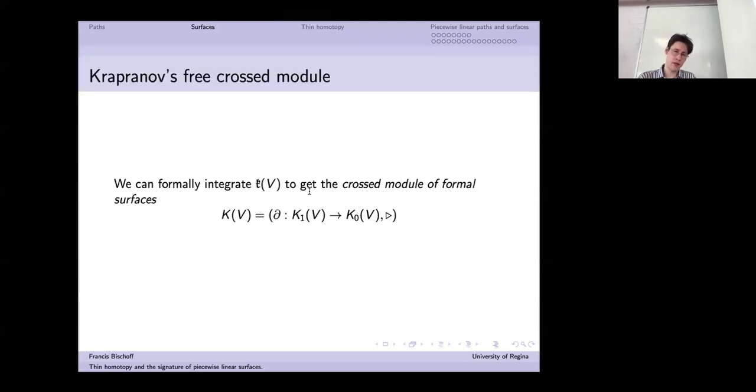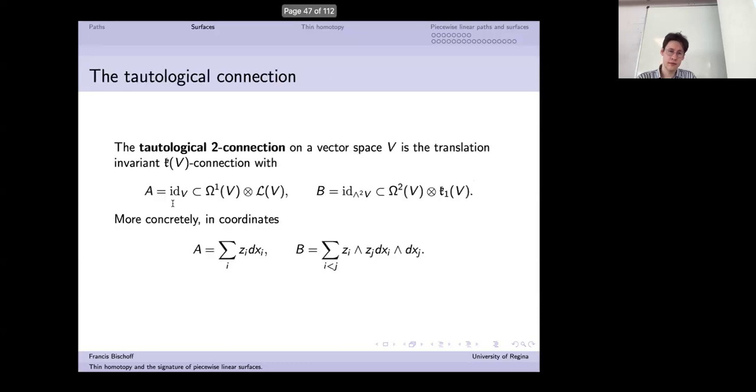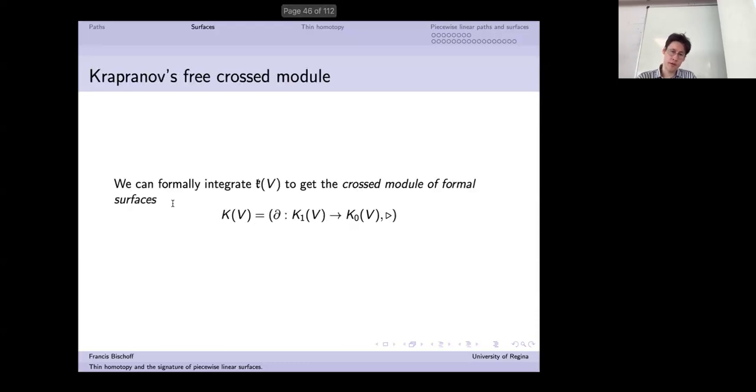Okay, and we can again just formally integrate this to get a cross module of groups, which I'm calling the cross module of formal surfaces. So now I want to relate this cross module of smooth surfaces to this cross module of formal surfaces.